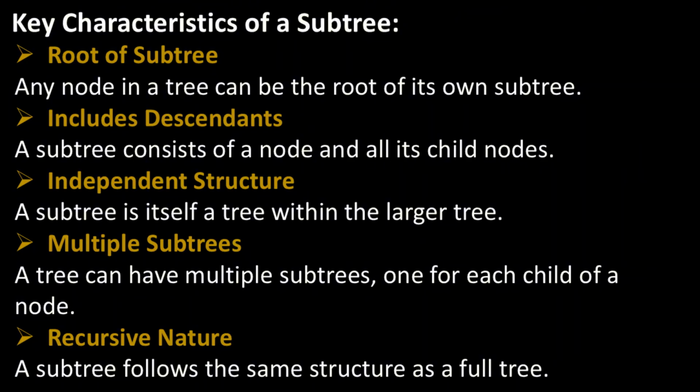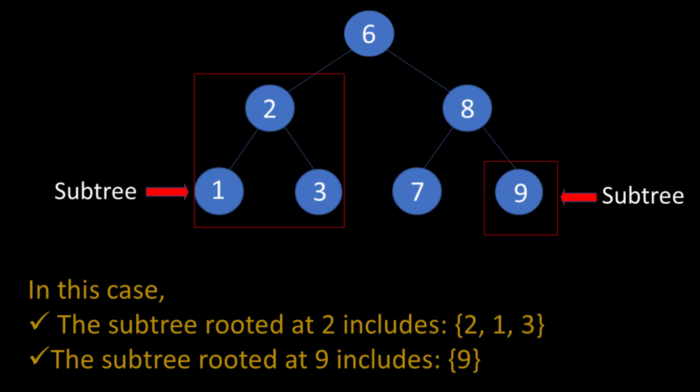Third one, independent structure. A subtree is itself a tree within a larger tree. Fourth one is multiple subtrees. A tree can have multiple subtrees, one for each child of a node. Last one, recursive nature. A subtree follows the same structure as a full tree. Here is an example of the tree. Here you can see the subtree rooted at 2 includes 2, 1 and 3. And the next subtree is rooted at 9, which includes only 9.